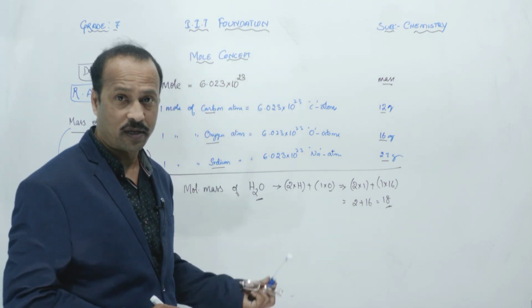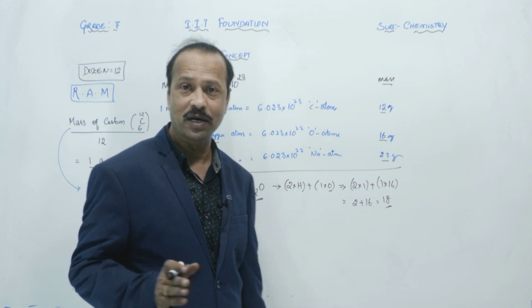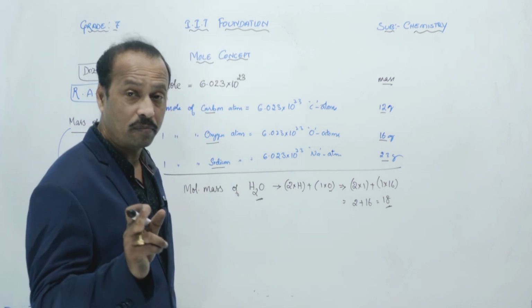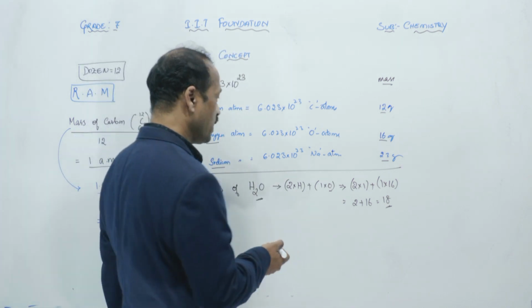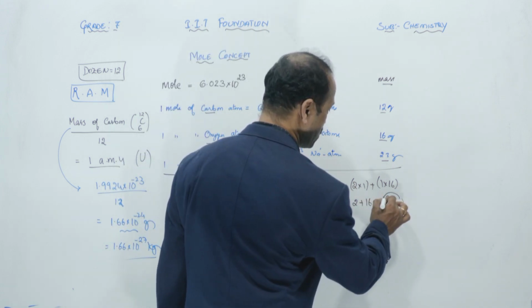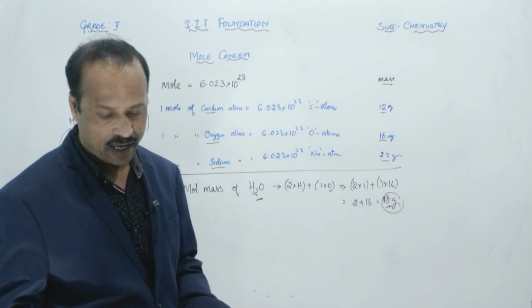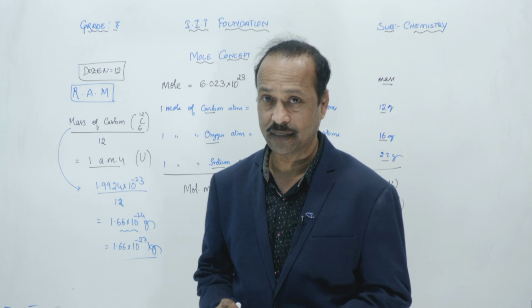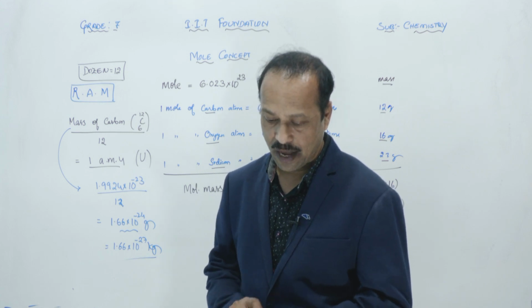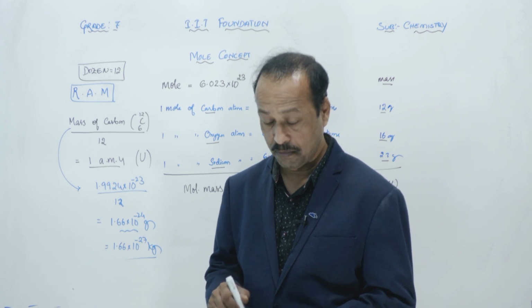Now if I ask you, what is the gram molecular mass of water? Gram molecular mass. Then what do I do? I will just express this in terms of grams. So that becomes 18 grams. So this is called gram molecular weight. Did you understand? Gram molecular weight or gram molecular mass.